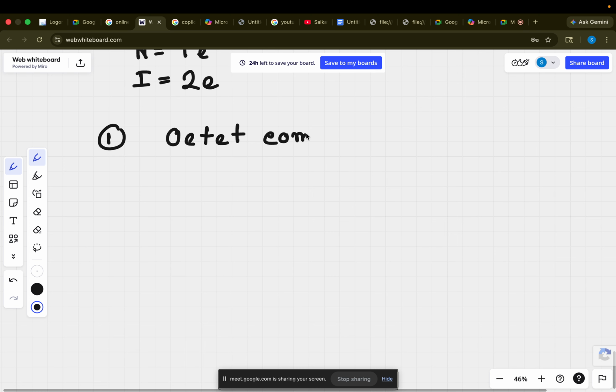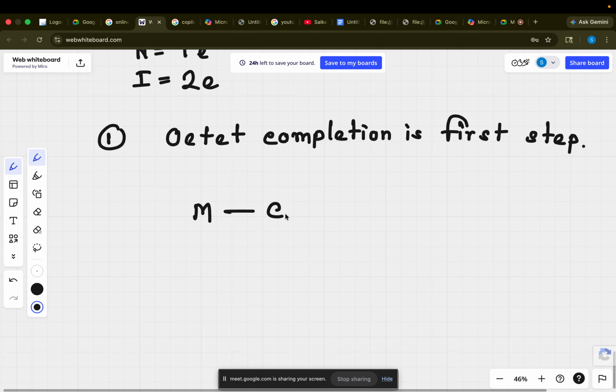octet completion is the first step. So suppose I am writing this. Now you can tell me with how many metal centers chlorine can attach. If I have to fill the octet, how many electrons are required here for the chlorine atom?